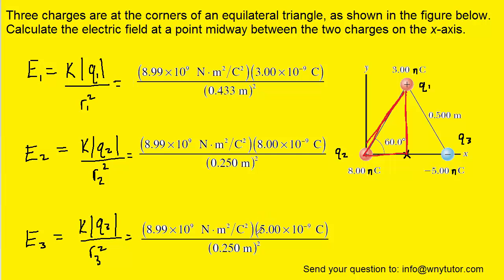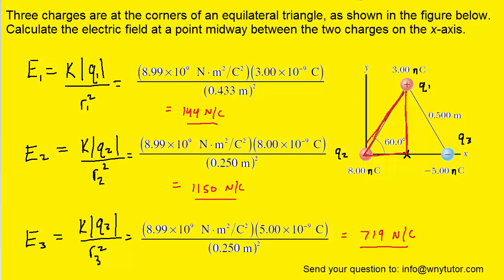Notice that the charge Q3, even though it was negative in the diagram, we're just using a positive value for that charge because we took the absolute value. So now we'll pick up our calculators and process these three calculations. And so here are the three electric field magnitudes in red.